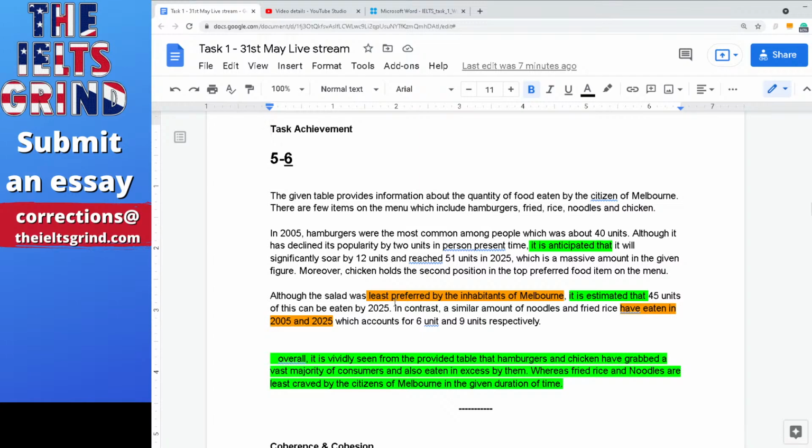So, yeah, the problem with this, the least preferred by the inhabitants of Melbourne, it's not very clear, so it takes away from, do we know if the writer understands the question or not? And if we carry on, it's a little bit louder now. "In contrast, a similar amount of noodles and fried rice have eaten in 2005 and 2025."